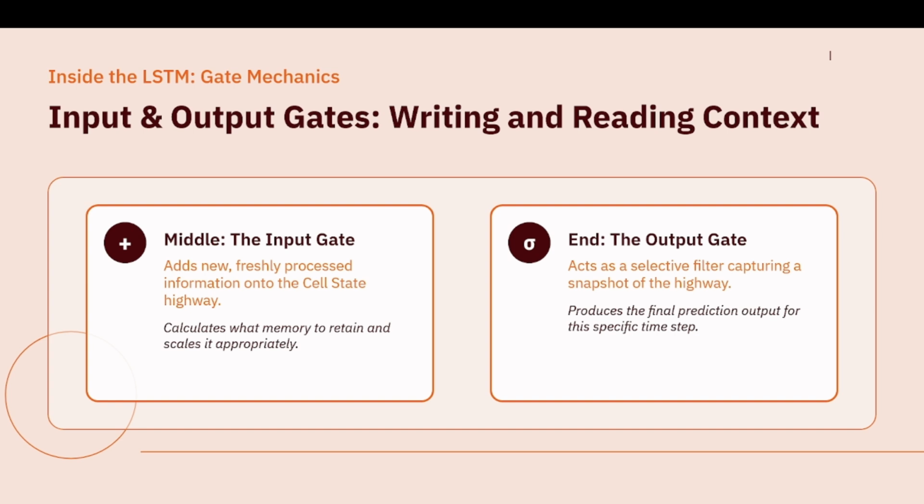And then we reach the output gate. Our cell state, our deep memory, is fully updated. But we don't necessarily want to output everything we know all at once. The output gate looks at our massive memory highway and decides exactly which pieces of information are needed right this second to make our current prediction. That filtered slice of memory becomes our output and also gets passed to the next step as our short-term hidden state.